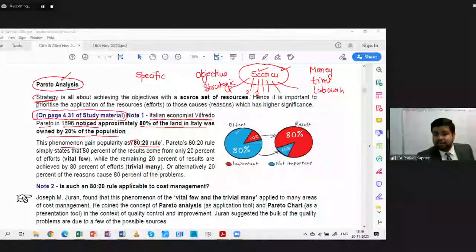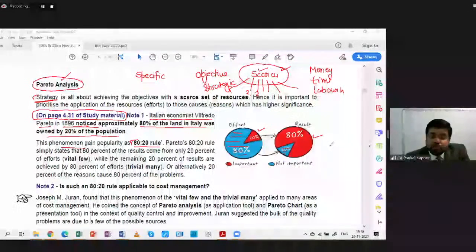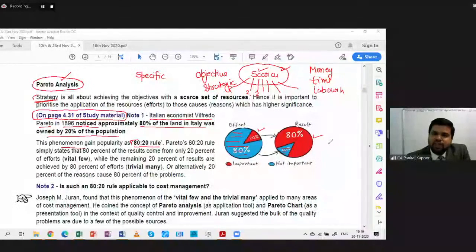So one can simply say that 80% of your effort gives you only 20% of the result or success, whereas 20% of your effort gives you 80% of your result. Now friends, listen to this very carefully. It may happen when you start preparing for the exam, you spend 80% of the time on discussing or learning 20% of the concepts.